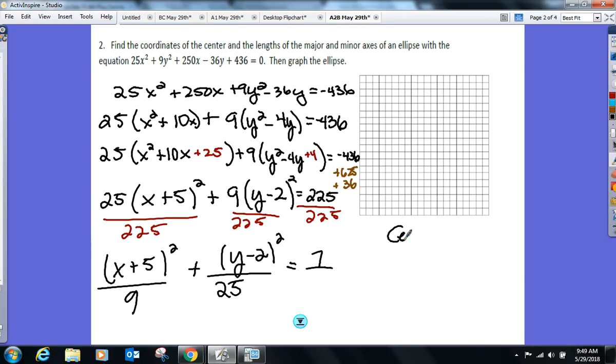Center. -5, 2. The major axis, is it vertical or horizontal? Vertical again. Can you find out how long it is? How long? How many units in the major axis? Square root of 25 is 5, times 2 is 10. How about the minor? The minor should be 6.